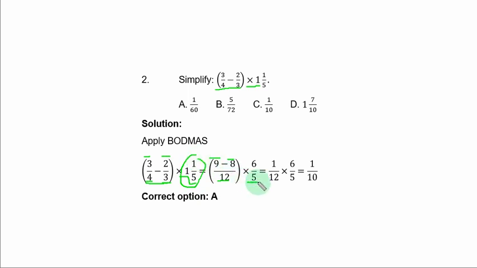If you subtract the numerators in the bracket, you have 1 over 12 times 6 over 5. Divide 6 by 6, you have 1. Divide 12 by 6, you have 2. So 1 times 1 is 1, 2 times 5 is 10. So you have 1 over 10. A is, okay, the correct option is C, not A. So C is the correct option, 1 over 10.